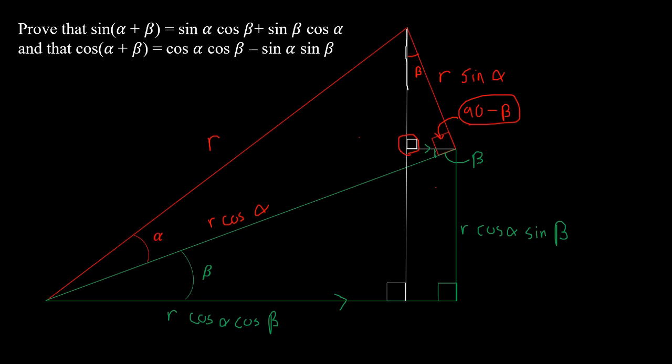This would mean that this side length right over here, I'm going to do this in a different color, this side length from here to there is going to be r sine alpha cosine beta, and this leg over here is going to be equal to r sine alpha sine beta.